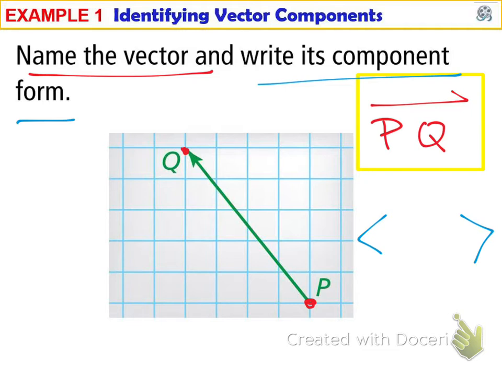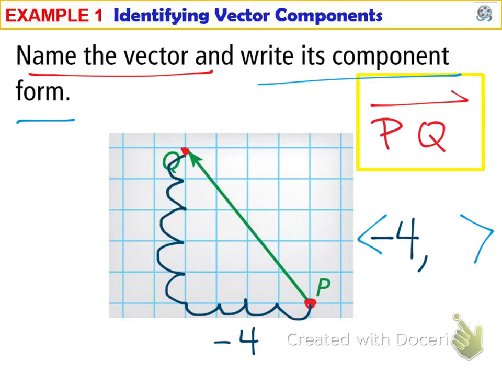So to get from P to Q, we want to do horizontal first. Do we go left or right? We go left. 1, 2, 3, 4. So if I go to the left 4, is it positive 4 or negative 4? Negative. I went to the left. So negative 4. And then I go up how many? 1, 2, 3, 4, 5. So it'd be plus 5. <-4, 5>. Are we okay with it?